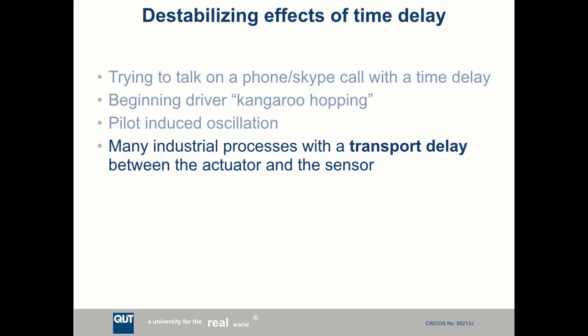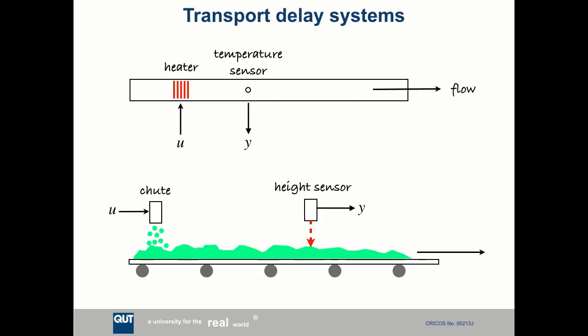Many industrial processes have got what's called transport delay. And that's where there's a delay, a pure time delay between the actuator and the sensor. So here's a couple of examples. The top one, I've got some fluid flowing through a pipe. Could be air, could be water. And I've got a heater at one point, and I'm measuring the temperature some little distance down the pipe. So there's a delay. If I input a step into the heater through U, it's going to take a while before that warm fluid gets to my sensor. So the dynamics of the system is pure delay.